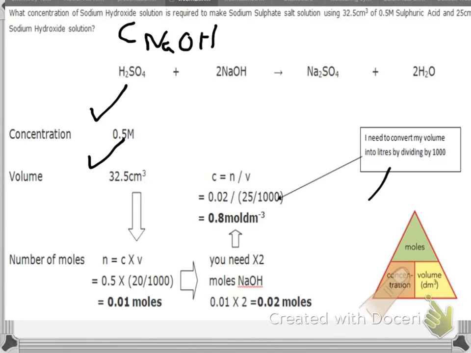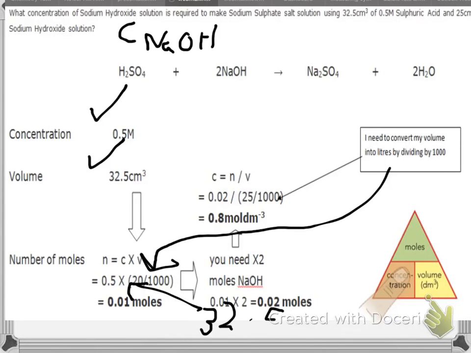Okay, the important thing to remember is I need to divide my volume by 1,000 to convert my volume into litres. So I had a volume of 32.5 centimeters cubed, and therefore I need to divide that by 1,000 to get my volume in litres. Okay, so that 20 is a mistake. Sorry, that should be 32.5. Okay, that I'm dividing by 1,000.